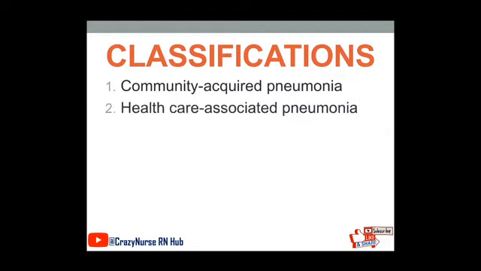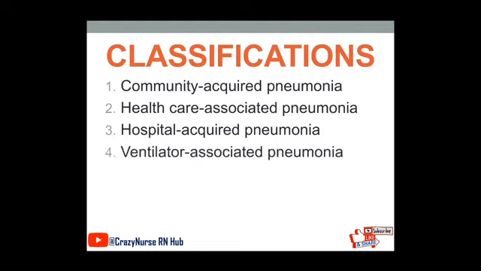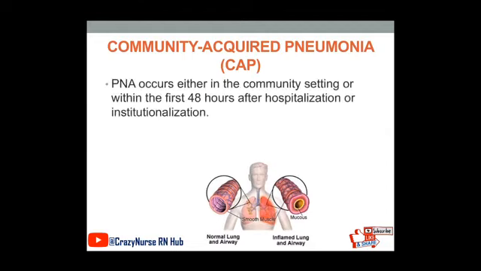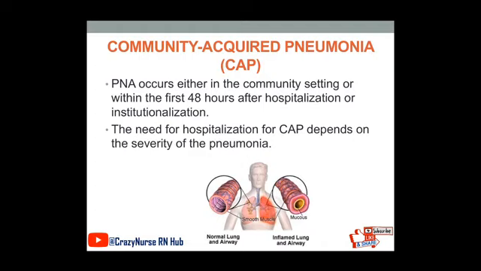We have here different classifications of pneumonia. We have your community-acquired pneumonia, healthcare-associated pneumonia, hospital-acquired pneumonia, and ventilator-associated pneumonia. For community-acquired pneumonia, or the CAP, pneumonia occurs either in the community setting or within the first 48 hours after hospitalization or institutionalization. The need for hospitalization for CAP depends on the severity of the pneumonia.